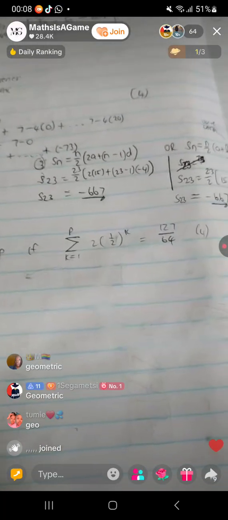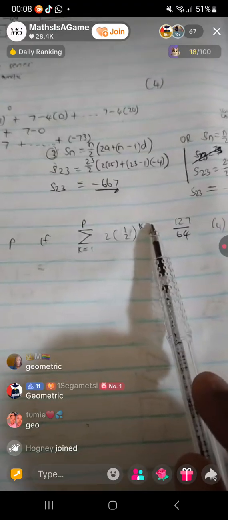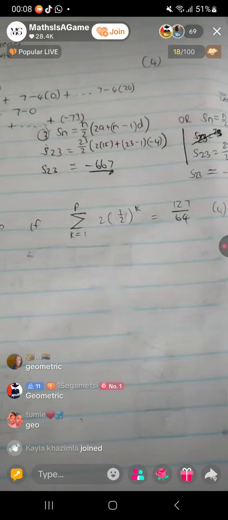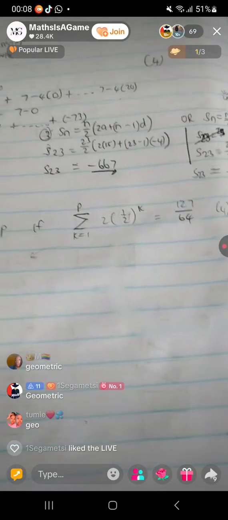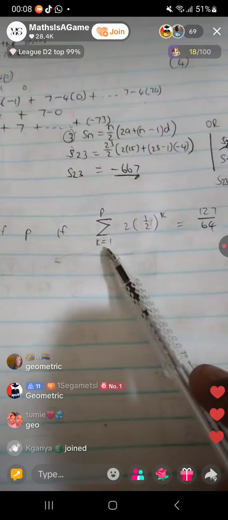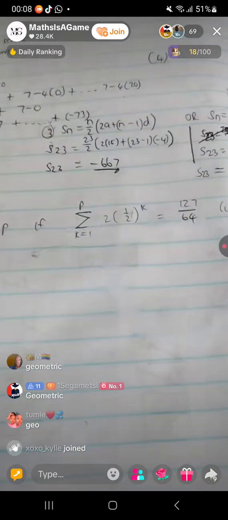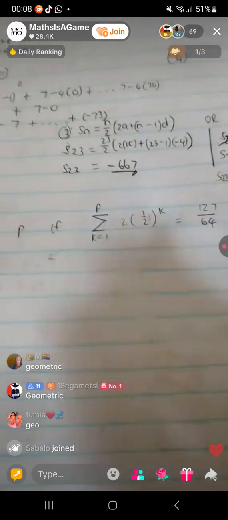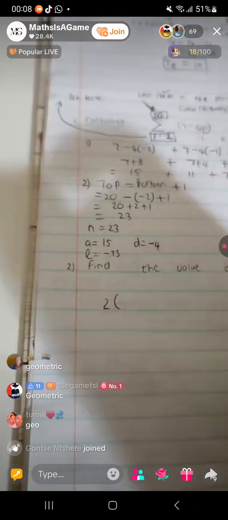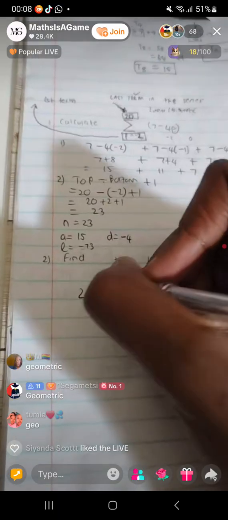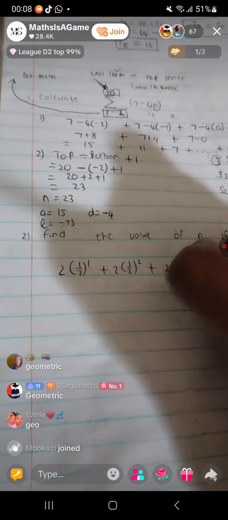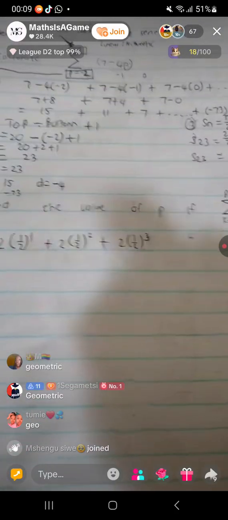Okay, so that means we can find the first 3 terms of the series then. We can find the first 3 terms of our series, and we can find the value of r as well. So let's go ahead. Substitute k is equal to 1 and substitute the subsequent values. Do you see, guys, how easy this is? So we substitute 1. 2 into half to the power 1 plus 2 into half to the power 2 plus 2 into half to the power 3.